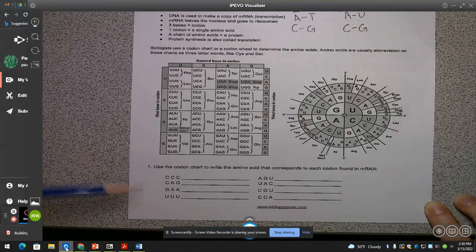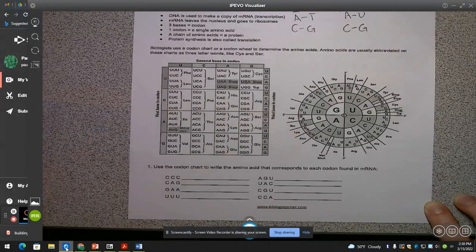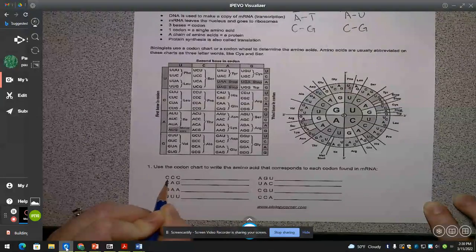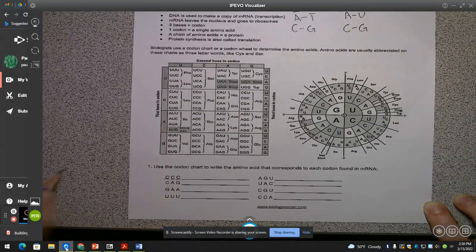So we're going to do CCC. We'll start off with this one, and then we'll do the same thing with this. So notice how it has 3 letters. Remember, the letters are your bases. So we have C, C, C. First base is a C, second base is a C, third base is a C.